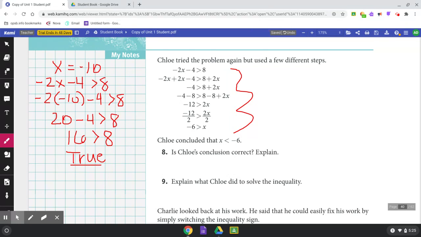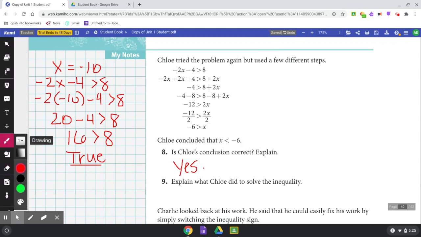So is Chloe's conclusion correct? Yes. She is correct. Explain what Chloe did to solve the inequality. So I didn't want to discuss that too much up here. So what did Chloe do to solve her inequality?